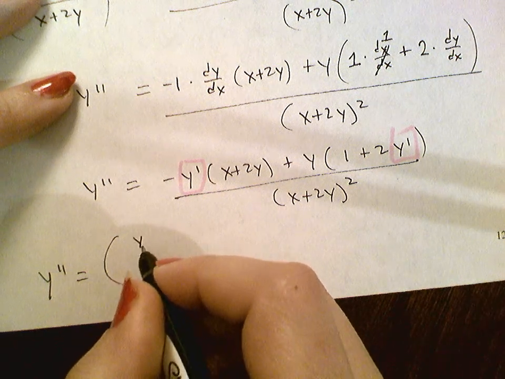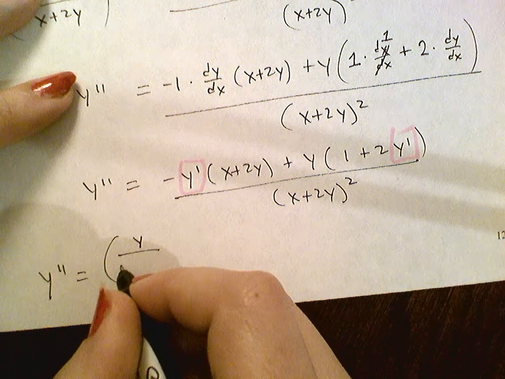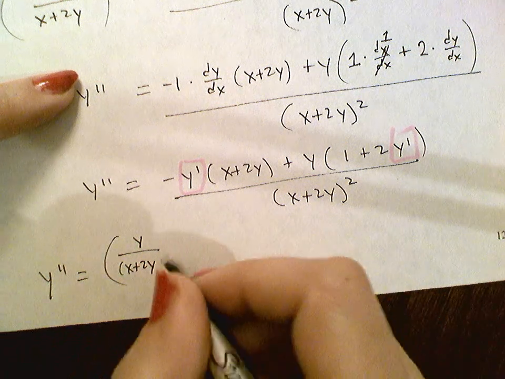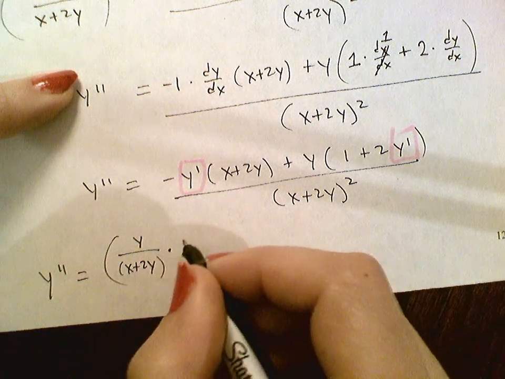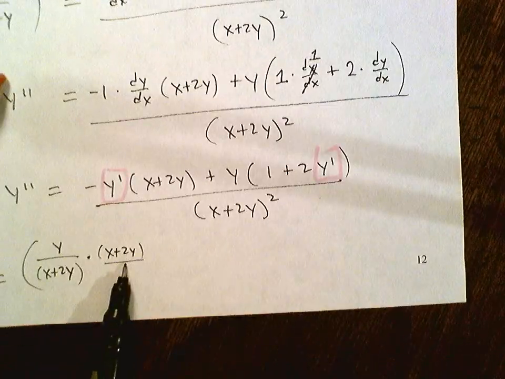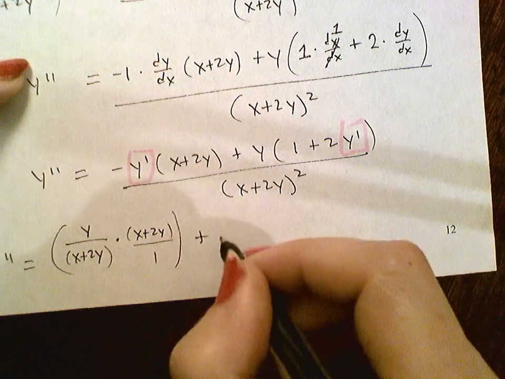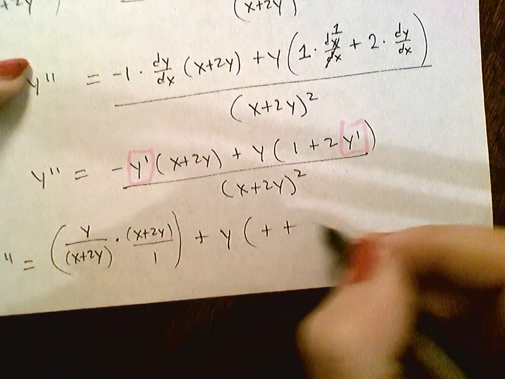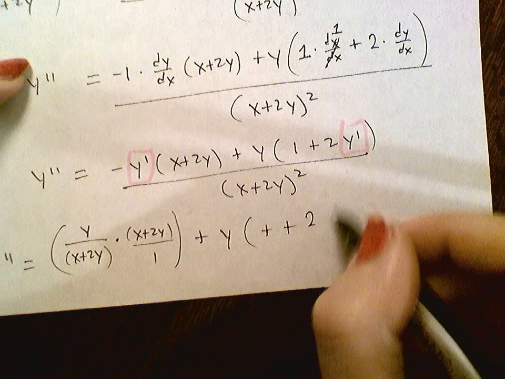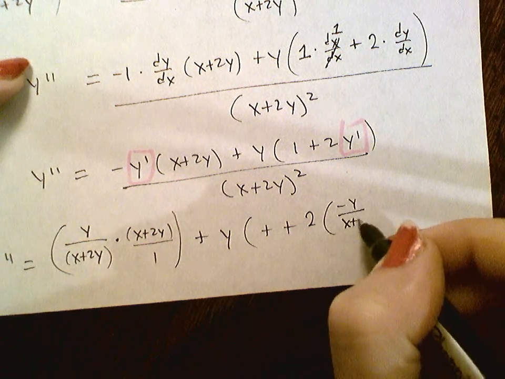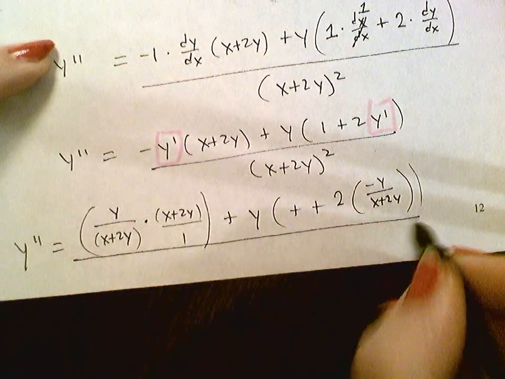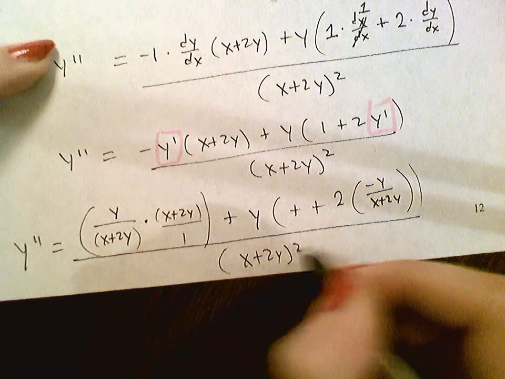So I'm going to end up with y, oh, this will be kind of nice, y over x plus 2y times x plus 2y over 1, I could put it. So this comes down here. Oh, that'll be nice. Plus y times 1 plus 2 times negative y over x plus 2y. And then this whole thing is over x plus 2y squared.